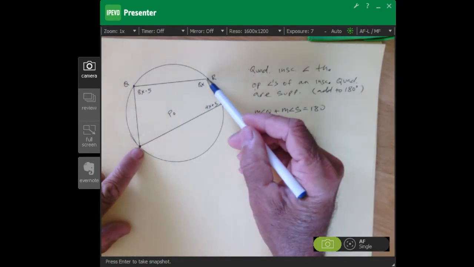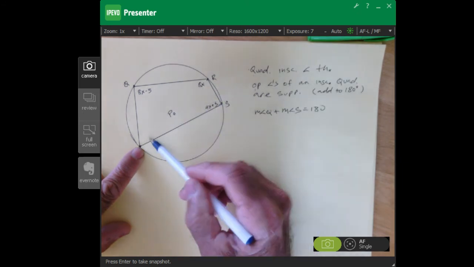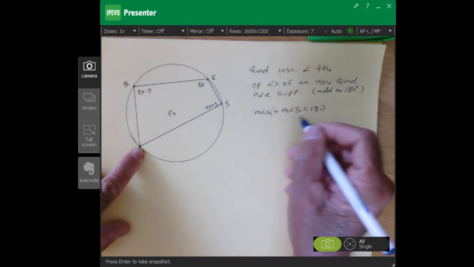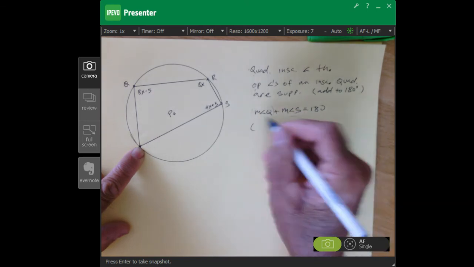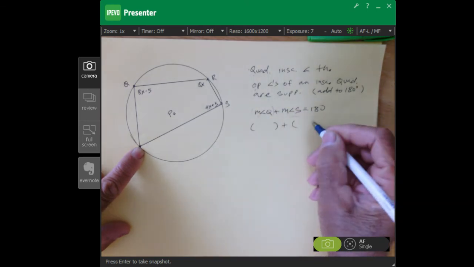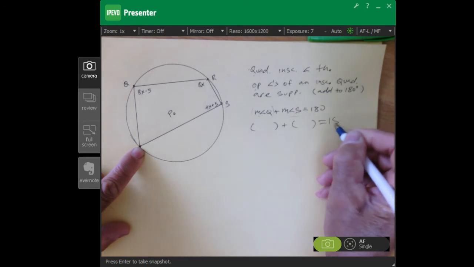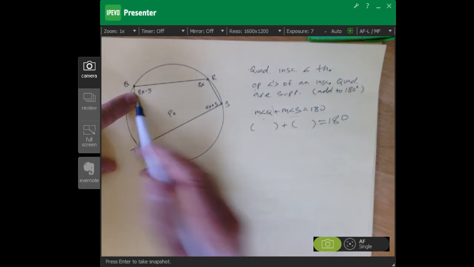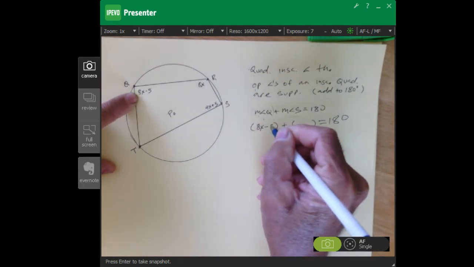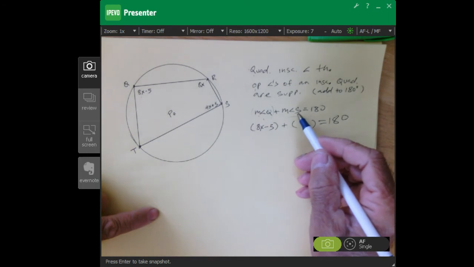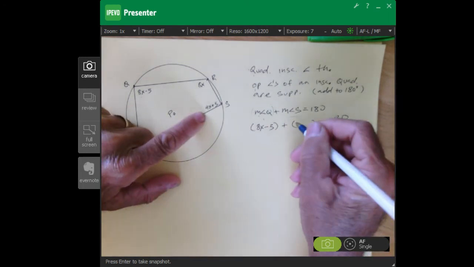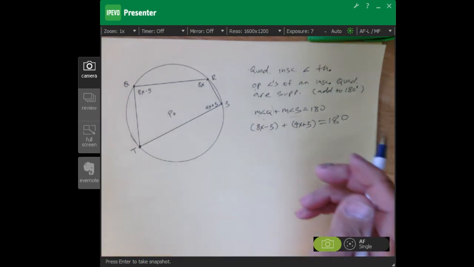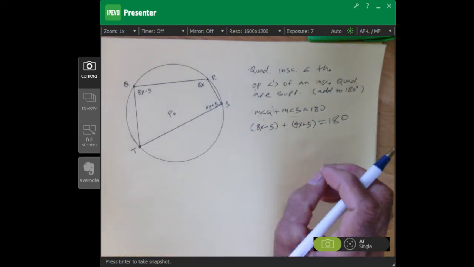We could do the same thing with these two, however, again, the problem is we can't plug anything in here. We have to substitute the values for measure of angle Q and measure of angle S that we know. Measure of angle Q we have as 8x minus 5. Measure of angle S is 4x plus 5. Now we want to combine our like terms and simplify this equation a little bit.